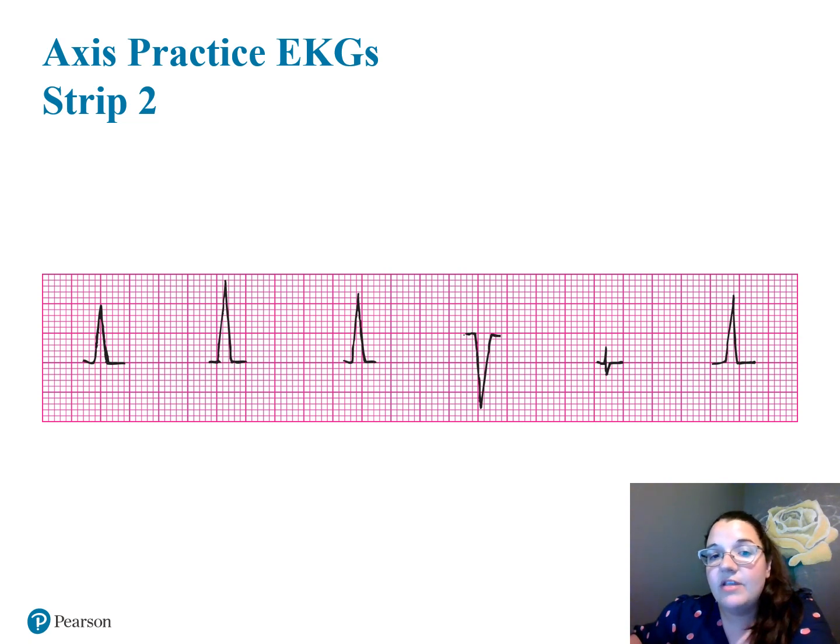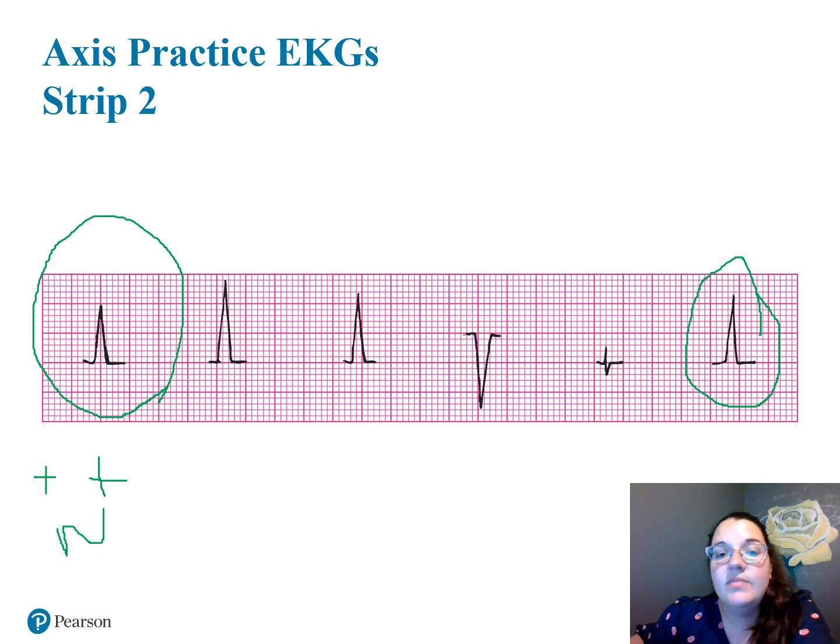Again, so now they don't even tell you what you're looking at, but you know what order they go into. 1, 2, 3, AVR, AVL, AVF. What leads do we look at to determine the axis? Lead 1 and AVF. I am positive and positive, which means I am normal, which normal falls between 0 degrees and positive 90 degrees.